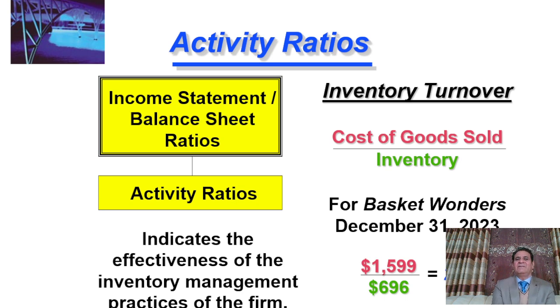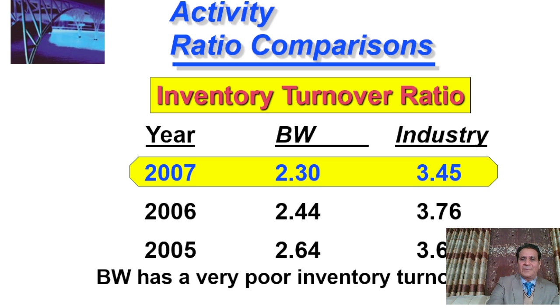Then we have our inventory turnover, cost of goods sold divided by inventory. And its ratio for BW is 2.30. It indicates the effectiveness of the inventory management practices of the firm. You can also compare this ratio with the industry. Your ratio is 2.3 while the industry ratio is 3.45. BW has a poor inventory turnover ratio.